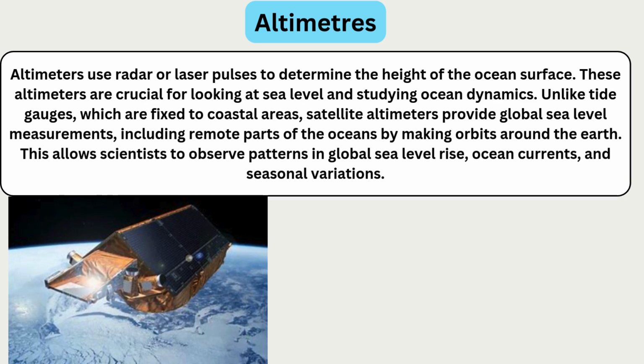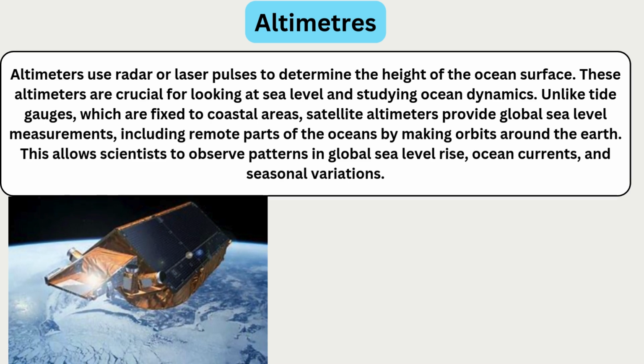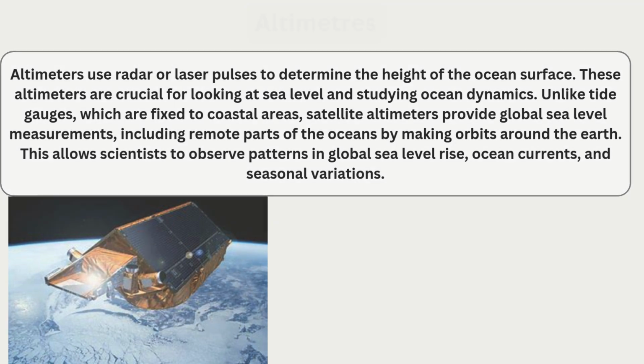And another way we can measure sea level rise is through altimeters. And altimeters use radar or laser pulses to determine the height of the ocean surface. These altimeters are crucial for looking at sea level and studying ocean dynamics. Unlike tide gauges, which are fixed to coastal areas, satellite altimeters provide global sea level measurements, including remote parts of the ocean, by making orbits around the Earth. This allows scientists to observe patterns in global sea level rise, ocean currents, and seasonal variations. You can also measure different things with different satellites as well. Down below is a picture of Sarasat, and this actually produced the first ever map of sea ice thickness.